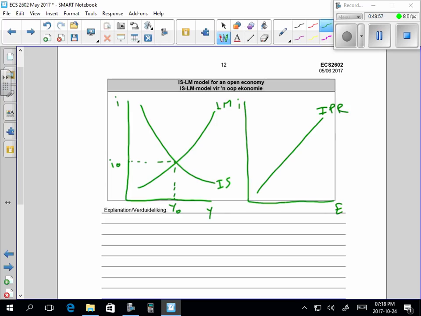And what you do is you just extend your dotted line from your interest rate to your interest parity relation, and you've got a corresponding nominal exchange rate and interest rate. So that is your start point. Okay.